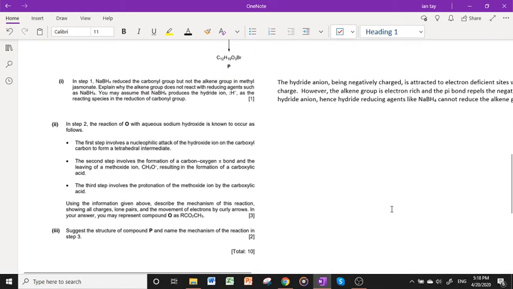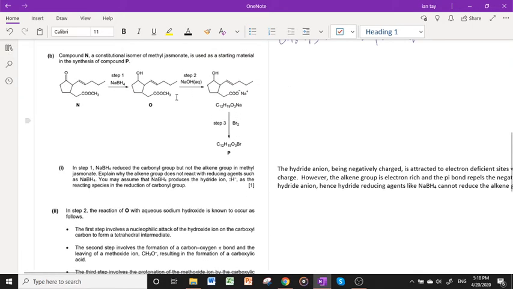And my thought process behind answering this is to think, what is the mechanism by which the reduction is occurring, which is in this case the production of the hydride ion being the reacting species, right? So why the hydride ion does not react with the alkene group but it reacts with the ketone group, right?